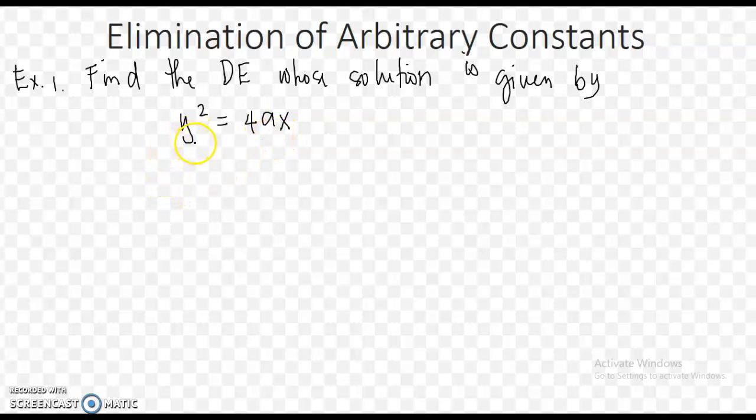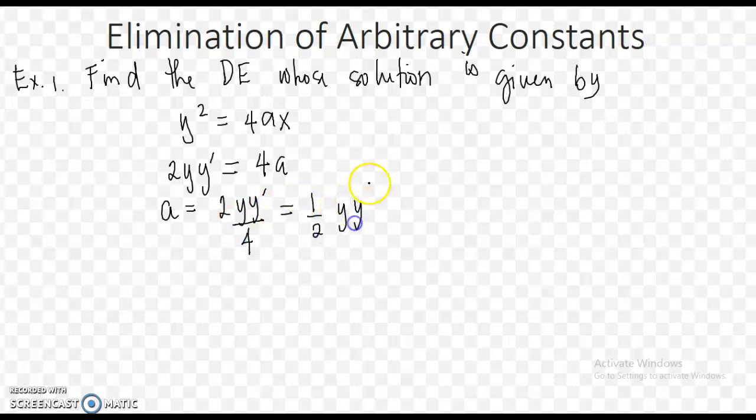Okay. First, according to the rule, we have to differentiate. We have 2y prime is equal to 4a. Then get the value of a. We have a is equal to 2y prime over 4. Then we have to simplify. We have 1/2 y prime. We have now the value of the arbitrary constant.